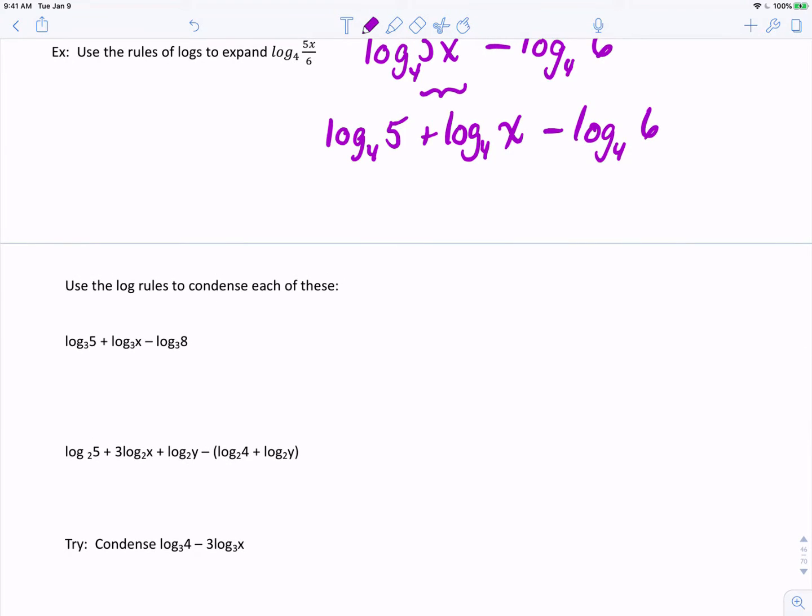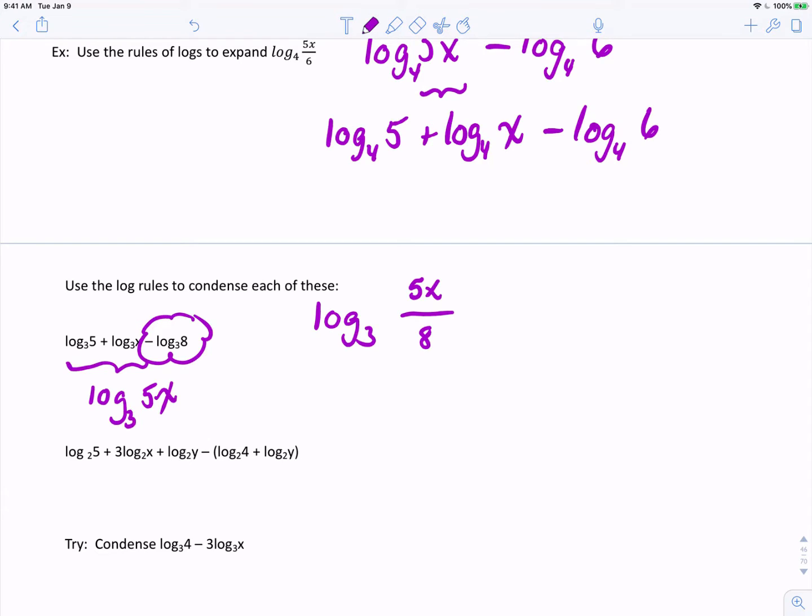You can go backwards too, using the log rules to condense expressions. So we're going to use the log rules to condense each of these. Our goal at the end is going to have one log in the expression. So here, we see that we're adding 2 logs together. That's the same as multiplying 5 times x. And here we see we're subtracting. That means the same as dividing. So when we're done, we would have log to the base 3 of 5x divided by 8.